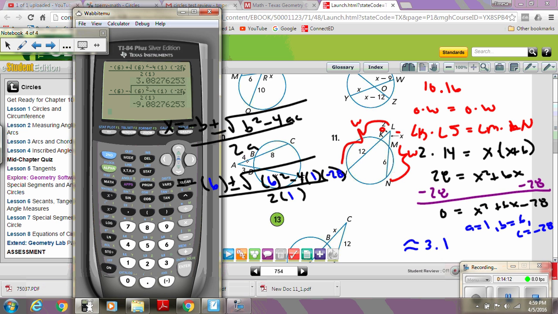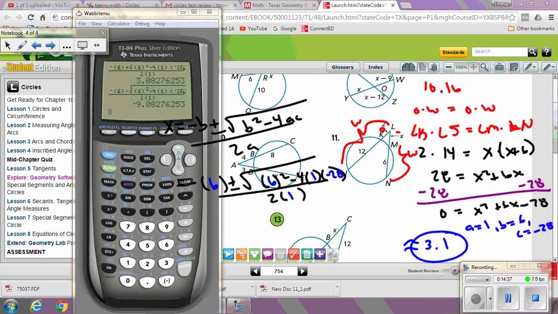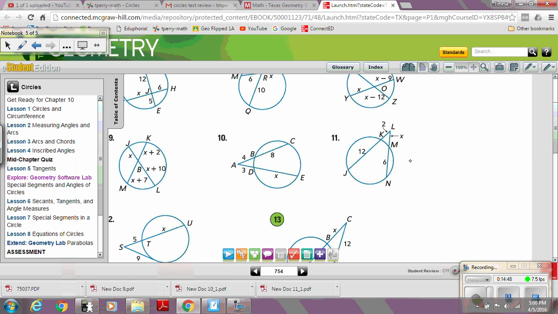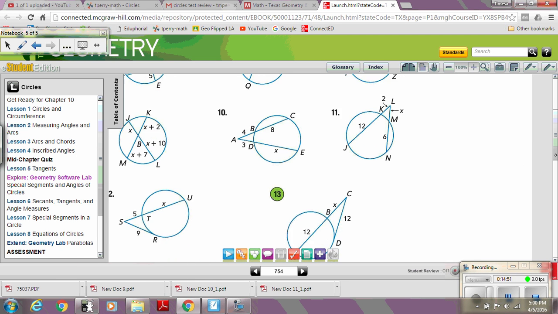Now to be honest, in Algebra 2, negative 9.1 is an acceptable answer. But for now, since x represents a distance, it's not okay to have a negative distance. So we only want the answers that are positive. With that being said, the only answer we're going to use is positive 3.1 as our final answer. And that was number 11. On to number 13.